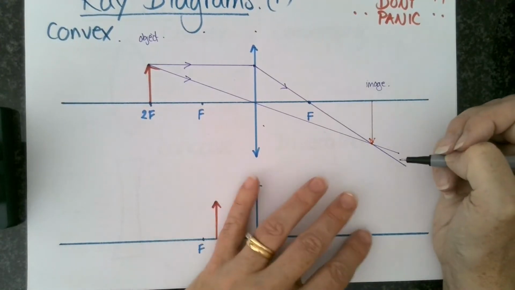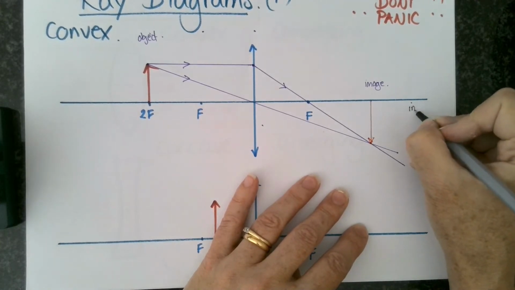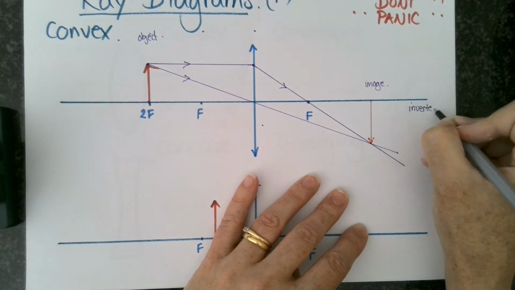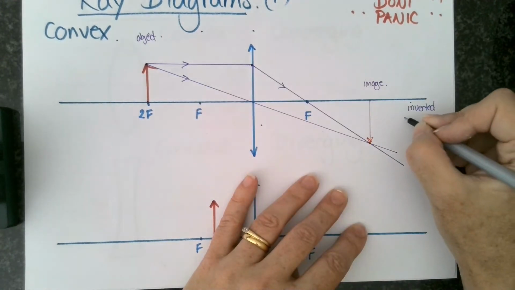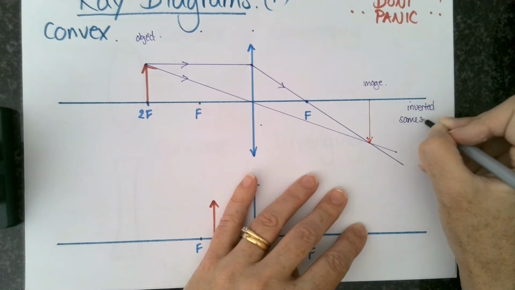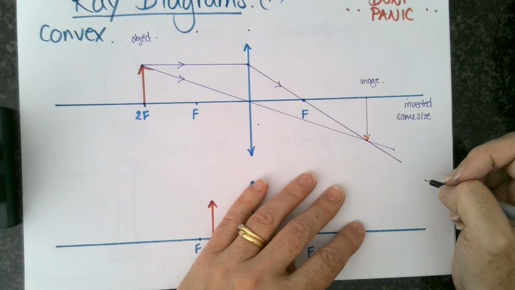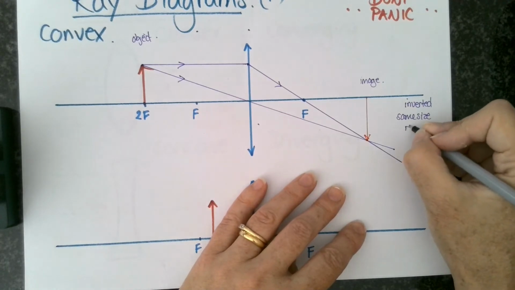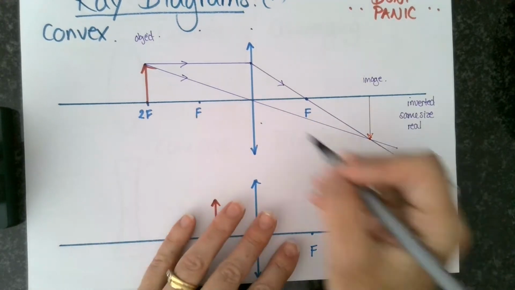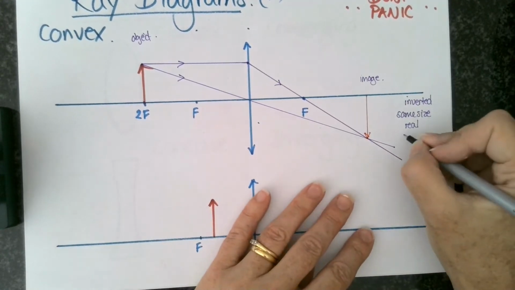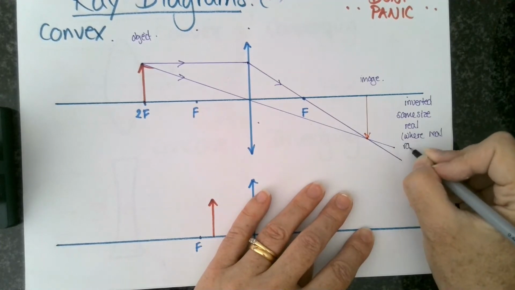This image is upside down, so it is inverted. Okay, it's actually about the same size, or it should be had I drawn my diagram precisely, and it is real. These are all real rays, solid lines, real rays, so it is where real rays meet.